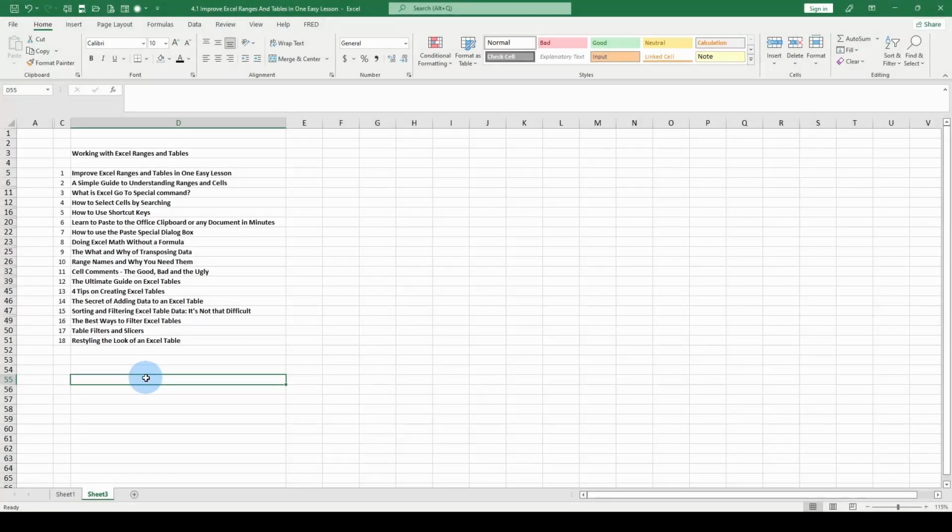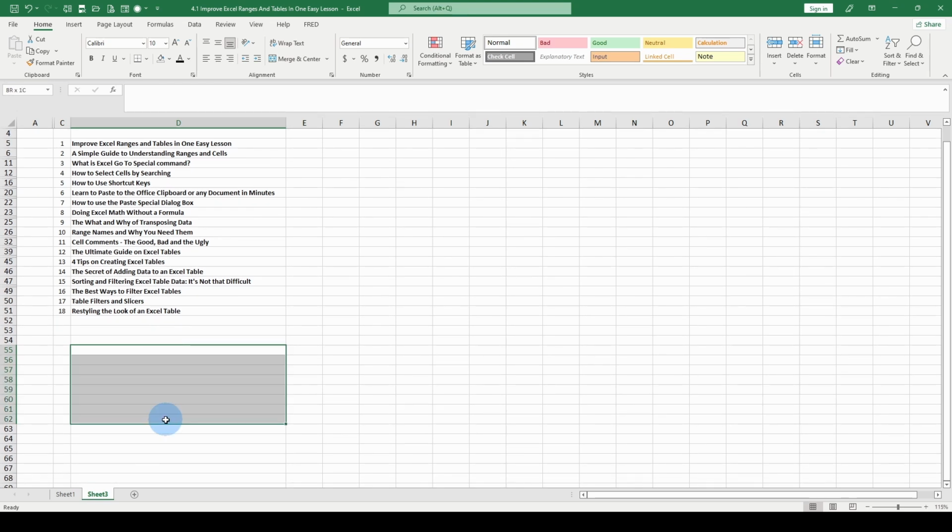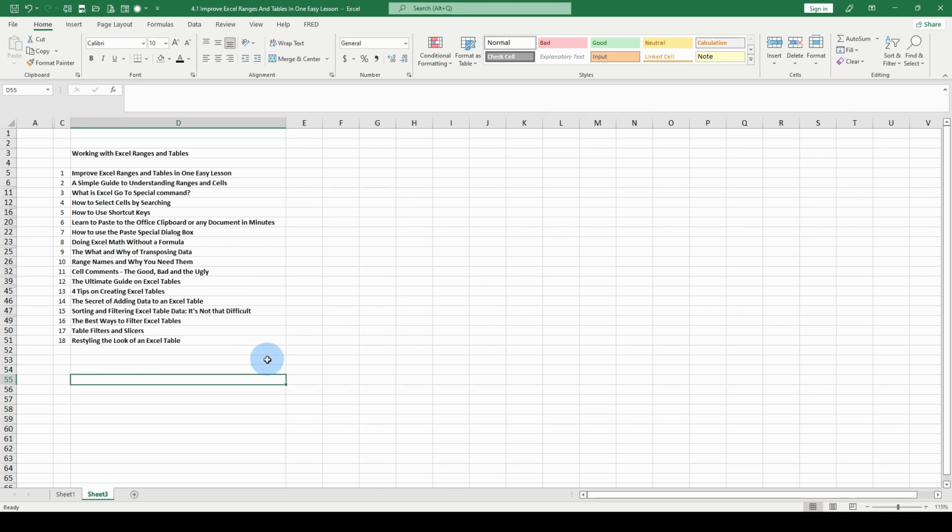Most of the work you're going to be doing in Excel involves cells. We're in a cell here, and ranges. If we just highlight a number of cells, that's a range. What we're going to discuss in this section is the manipulation of these cells and these ranges.